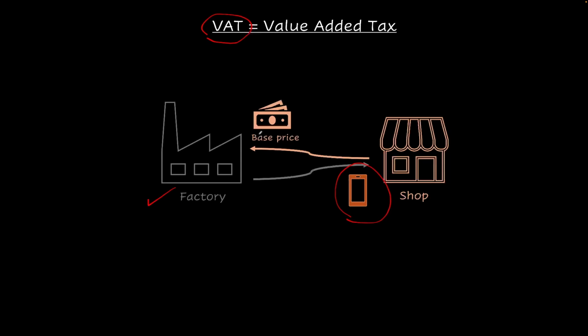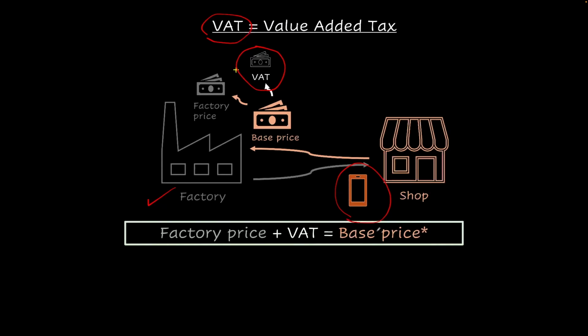Now when he gets it from the factory, he pays a base price, and the base price would include the factory price plus a value added tax, which is the VAT. So in this calculation, we have factory price plus the VAT gives you the base price. Let's assume that we don't have other inclusions by the shopkeeper like profits, etc. for now. Let's only worry about the tax. So the VAT goes to the government.